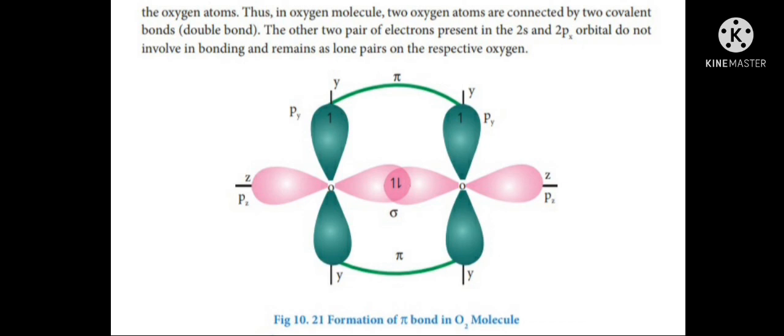between the oxygen atoms. Therefore, in oxygen molecule, two oxygen atoms are connected by two covalent bonds. That is, between two oxygen atoms, we have a double bond. In the double bond, one is sigma bond, one is pi bond. The other two pairs of electrons present in the 2s and 2px orbitals do not involve in bonding and remain as lone pairs on the respective oxygen. Formation of bonds in oxygen molecule is shown here.